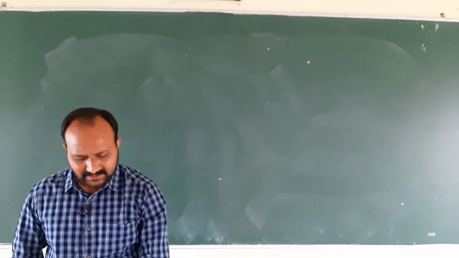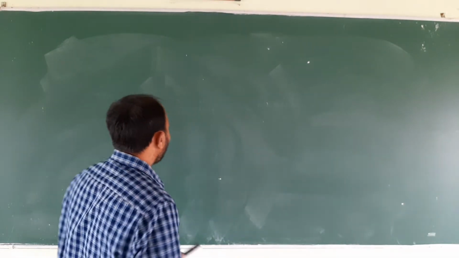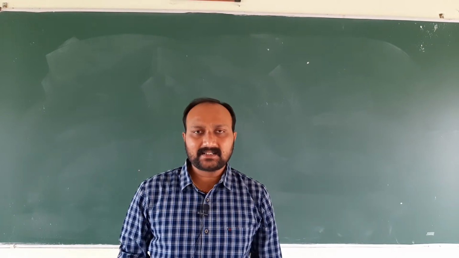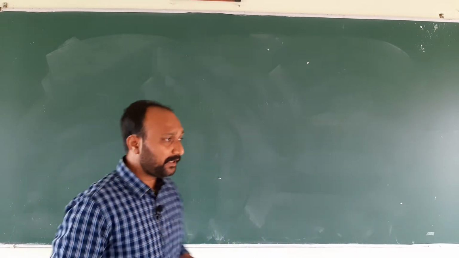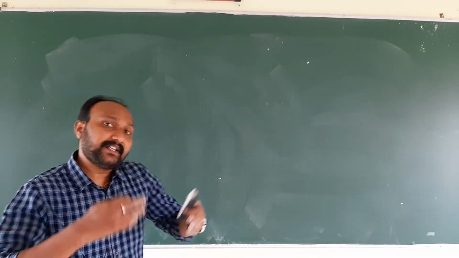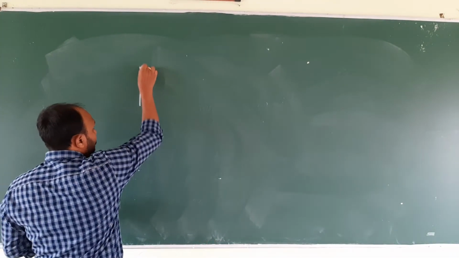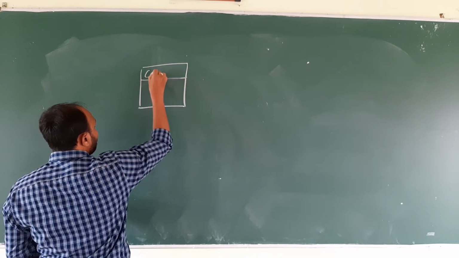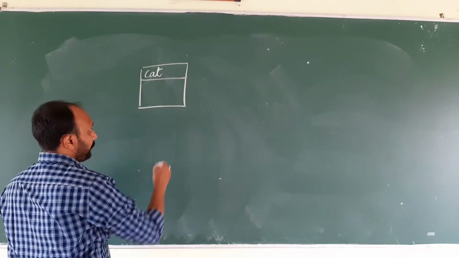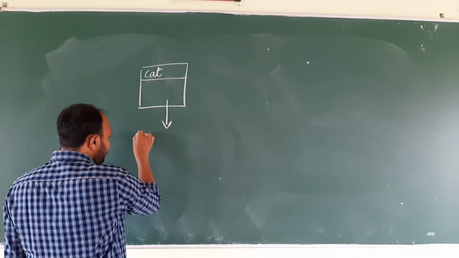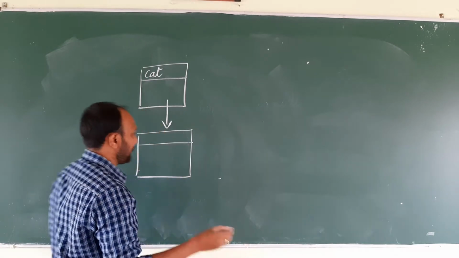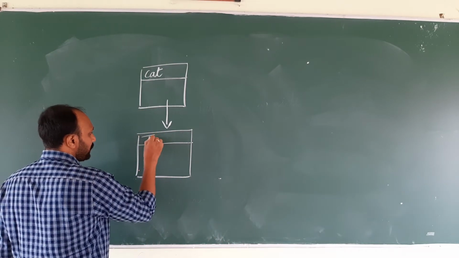Now, let us understand how to define a derived class. Already we know how to define a class. Defining a class is not a big problem now, but now we need to define a derived class. So, there will be a class. Let me refer to this class as cat. From this class, I will be inheriting some of the properties and I will be creating a new class. For example, let the class be tiger.